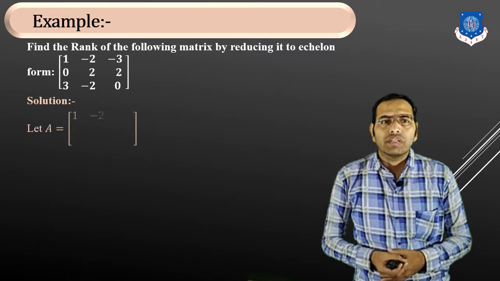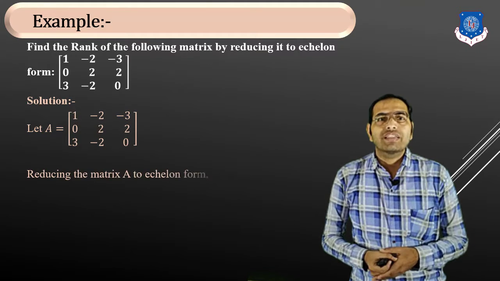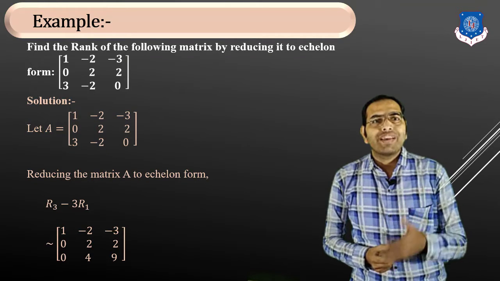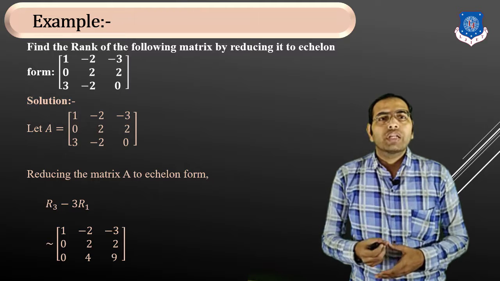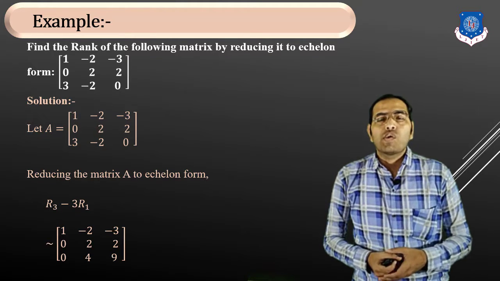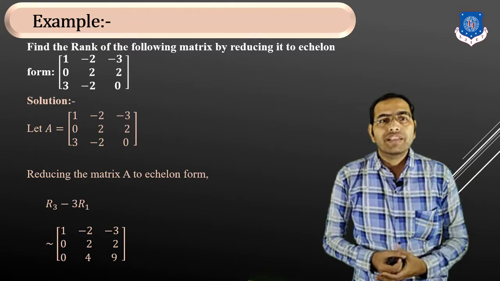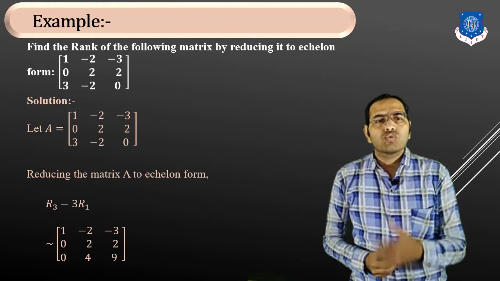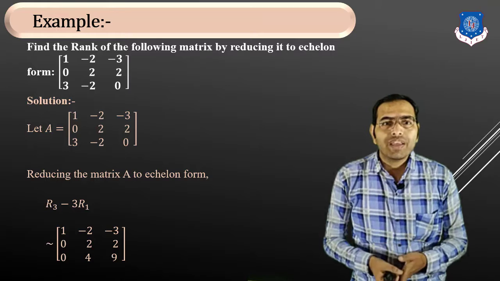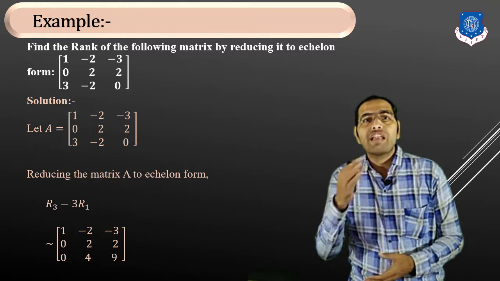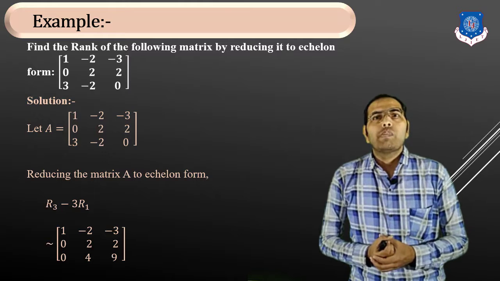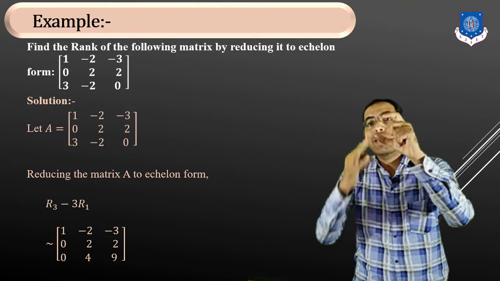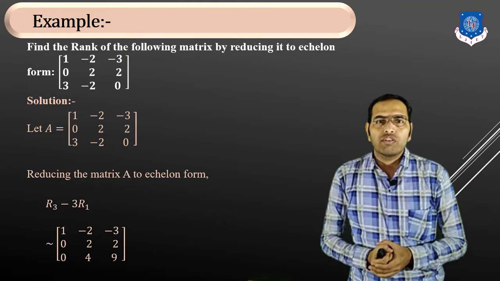Let's see an example. Find the rank of the following matrix by reducing it to the echelon form. The matrix is 1, minus 2, minus 3, 0, 2, 2, 3, minus 2, 0. Here, firstly, the given matrix is our matrix, let A equal to 1, minus 2, minus 3, 0, 2, 2, 3, minus 2, 0. Reducing this matrix to the echelon form with the help of row operations. So first, make the leading element in the first row, and make the element below that leading element zero with the help of row operations.